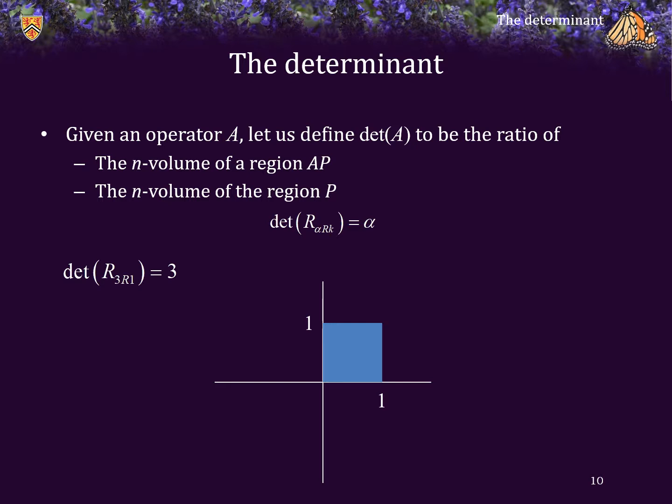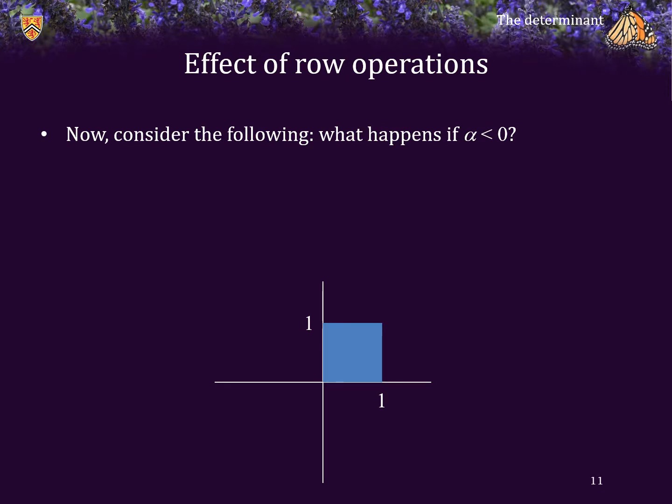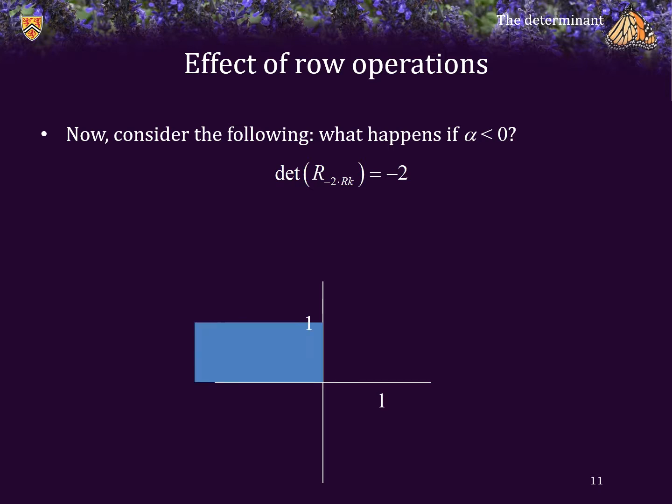Similarly, multiplying the second entry by a half seems that it will halve the area of any region. Now consider the following. What happens if alpha is less than 0? Under this definition, multiplying the first entry of the vector by -2 seems to have a determinant of -2. So the unit square is mapped to this rectangle.